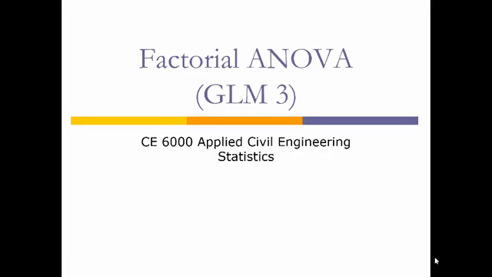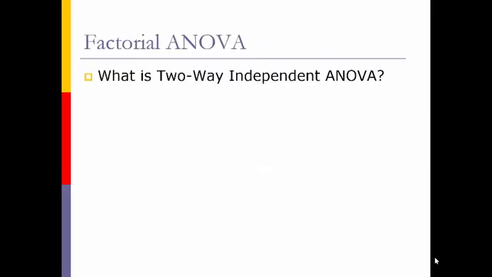All right, the next ANOVA, the General Linear Model 3, is called the factorial ANOVA. So let's talk about what is a factorial ANOVA. What does it mean? So the first question is, we've been running a one-way analysis of variance. So the factorial ANOVA really starts from two-way and beyond.